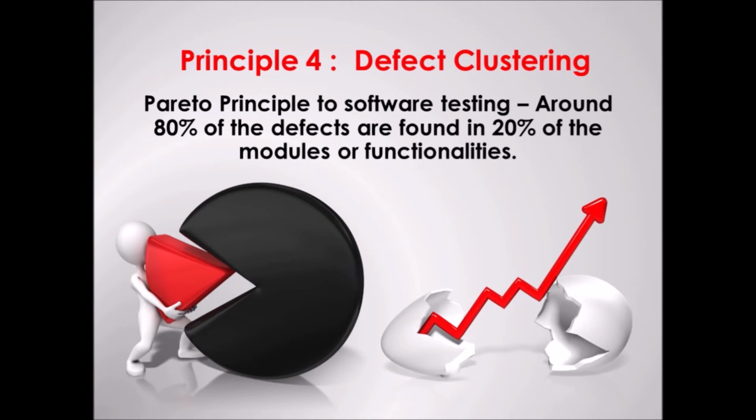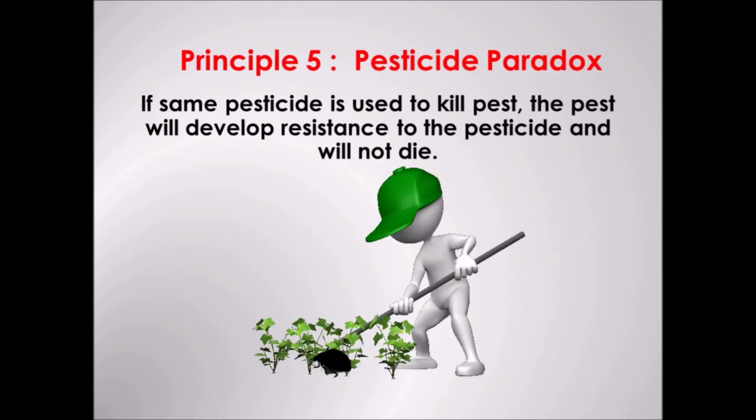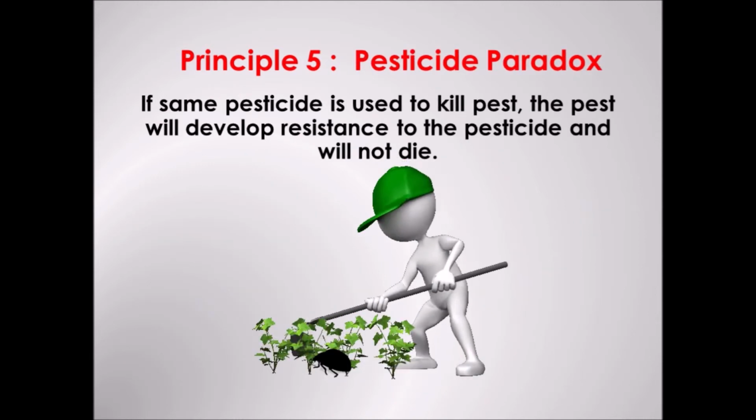As per the Pareto principle, around 80% of the defects are found in 20% of the modules or functionalities. The small functionalities have 80% of the defects. That's what it tells.